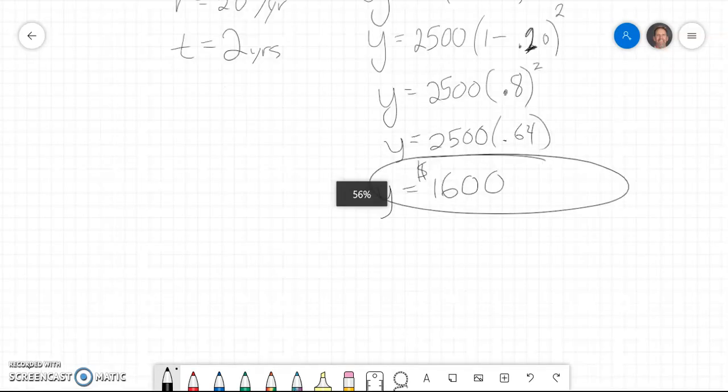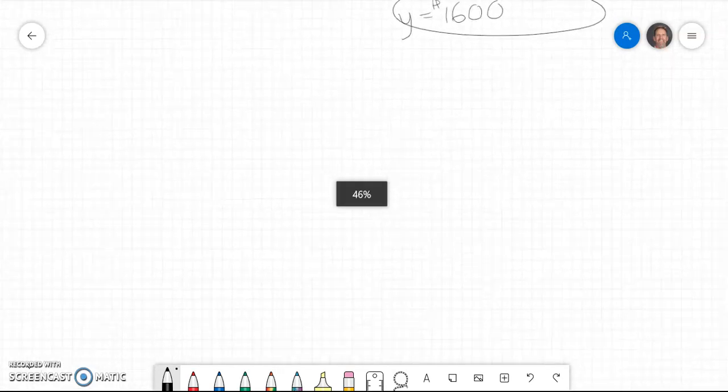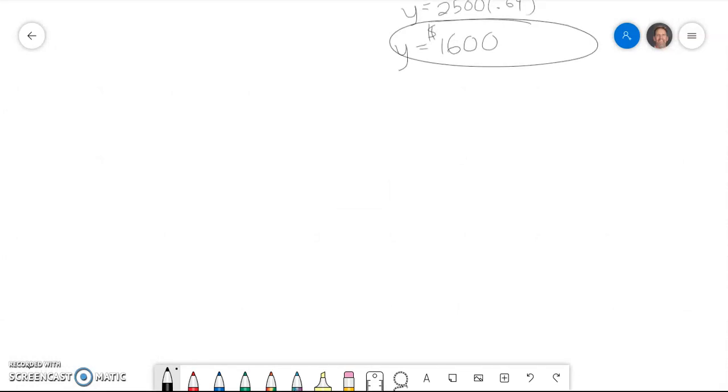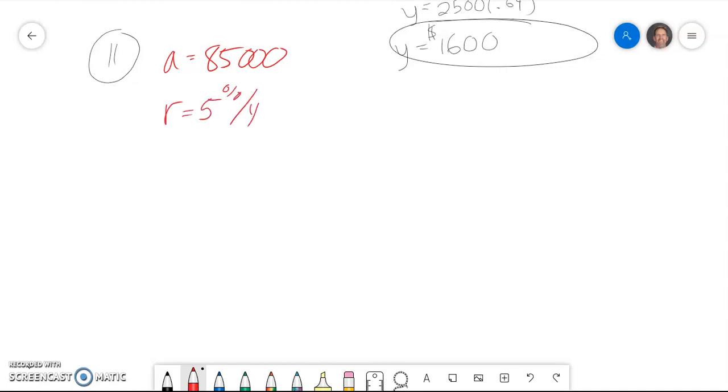Okay, moving on. Number 11 now. Number 11 says the Martins bought a condominium for $85,000, assuming that the value of the condo will appreciate, which means it's going to go up in value, at most 5% a year. How much will it be worth in 5 years? So again, I take notes. Initial value is $85,000. It's appreciating, so the rate is 5% per year.